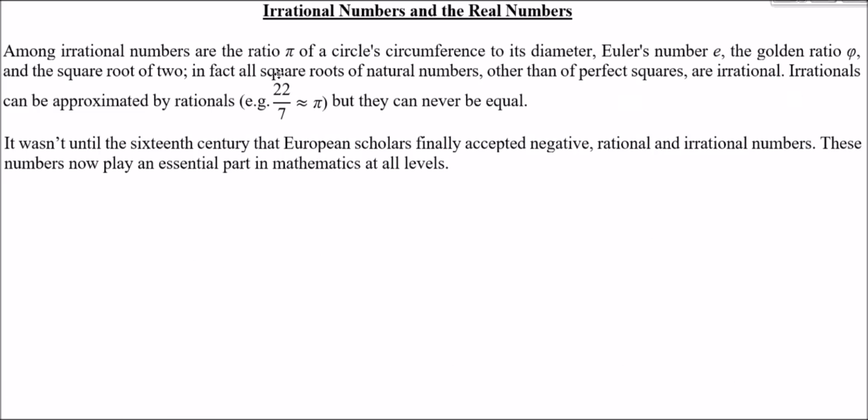It wasn't actually until the 16th century that European scholars and mathematicians finally accepted negative rational and irrational numbers as existing and worthy of merit on the same scope of mathematics. So these numbers now play an essential part in mathematics at all levels.